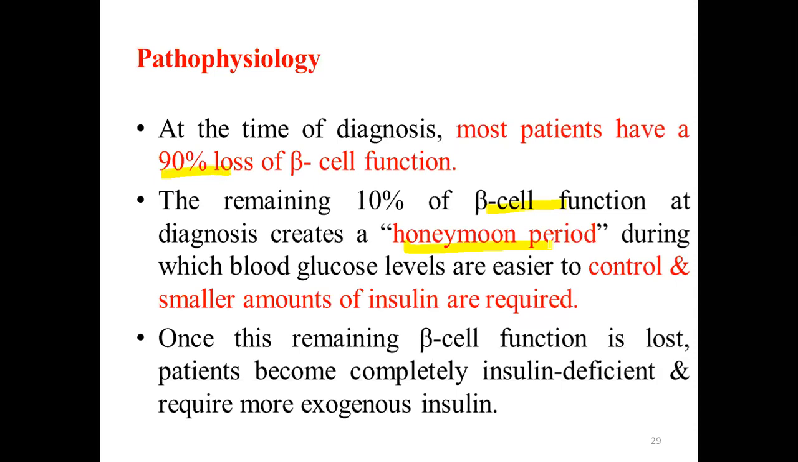In the context of this class, honeymoon period means a period whereby blood glucose control can be easier with a smaller amount of insulin. So at the time of diagnosis, there is some amount of beta cell which is still functional, so that it is easier to control.